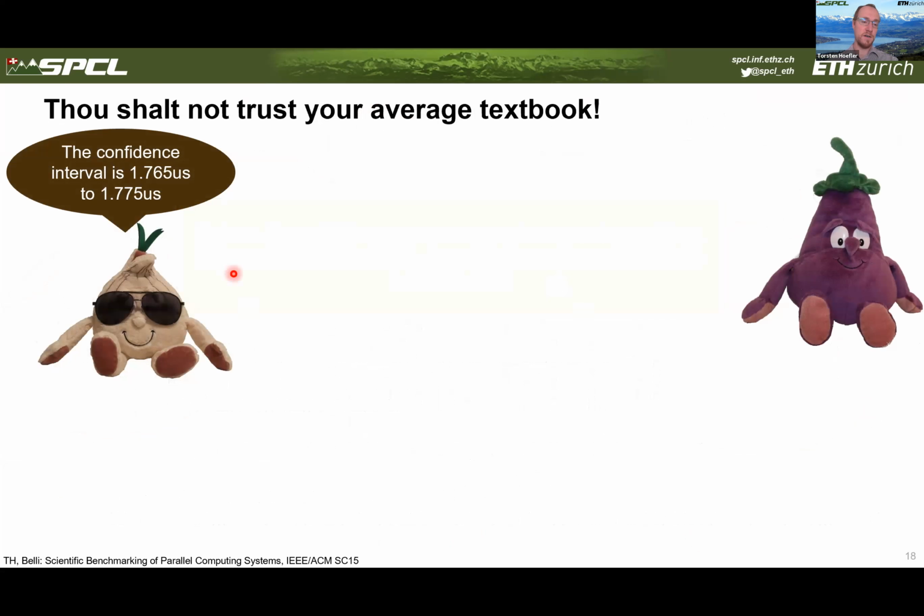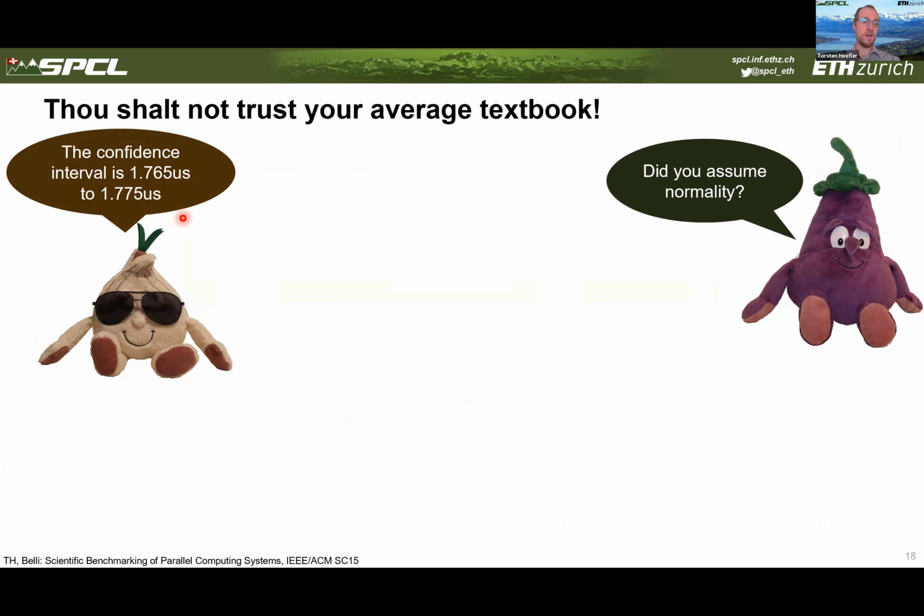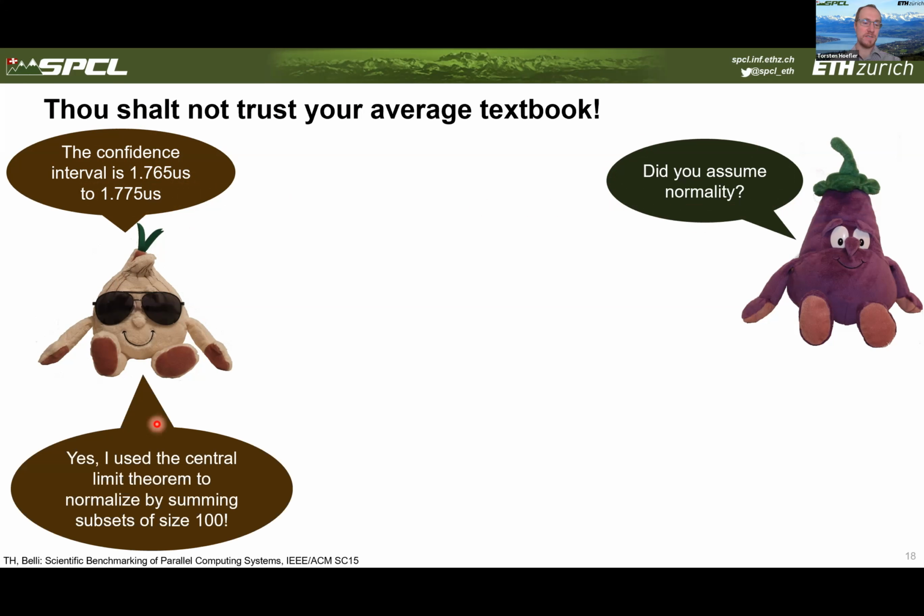Now Garth, as I mentioned, is a clever student, so he opened his textbook and said, well, let's compute the confidence interval, which is now between 1.765 and 1.775 microseconds for the actual data I showed you. And then, great, this is very, very tight, because 1.77 was the actual mean. But now the question is, did you assume normality of the data? Did you assume the data is following a normal distribution? Well, of course, Garth is clever. So he followed the central limit theorem and normalized the data by subset summing of size 100.